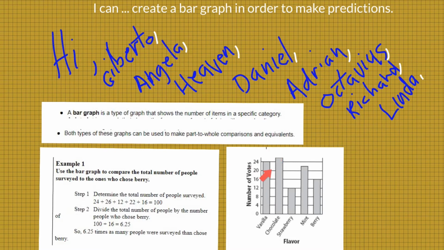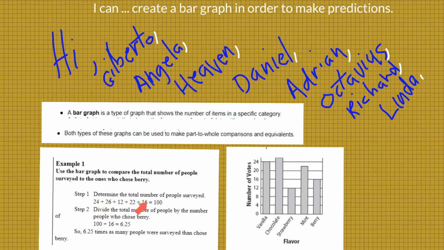I'm guessing 25. That's what makes bar graphs so powerful. The visual that you get can tell you a lot of things, and you've got to go with what you see. From there, they can ask a variety of different questions. For instance, what's the total of all of these flavors? That's what they wanted to know: the total number of people surveyed to the ones that chose berry.